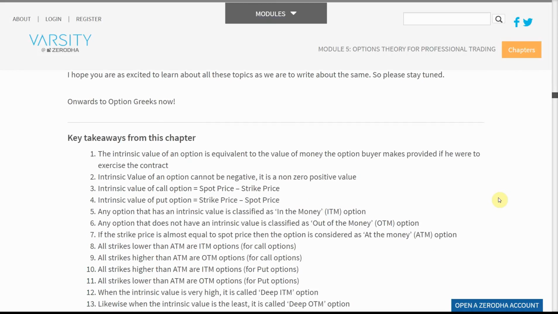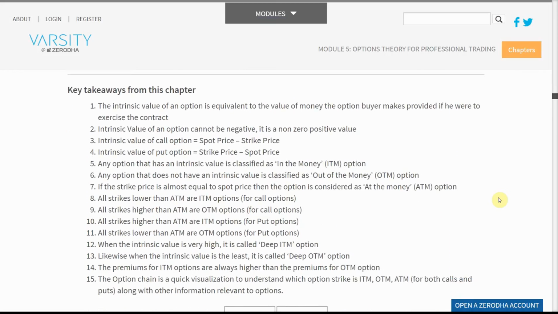Key takeaways from this chapter. The intrinsic value of an option is equivalent to the value of money the option buyer makes, provided he were to exercise the contract. Intrinsic value of an option cannot be negative. It is a non-zero positive value. Intrinsic value of call option equals spot price minus strike price. Intrinsic value of put option equals strike price minus spot price.